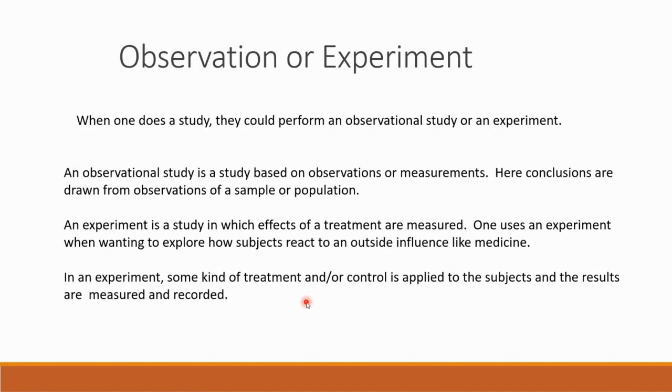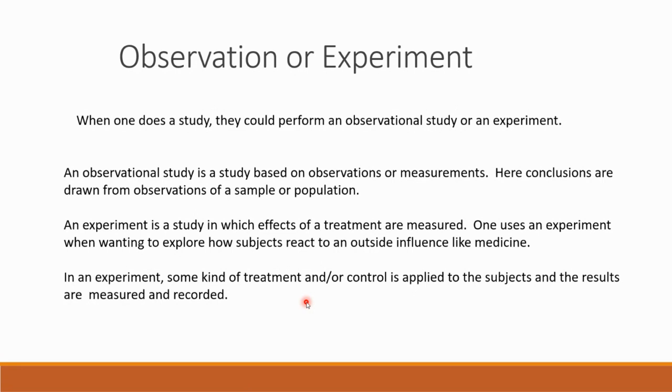All right, so here in statistics, what people like to perform is either an observation or experiment. When they do a study, they could perform an observational study or an experiment. With an observational study, it's really just based on observations or measurements. They're getting their conclusions from observing a sample or even the whole population. I guess it really depends, although generally I would say they would observe the sample.